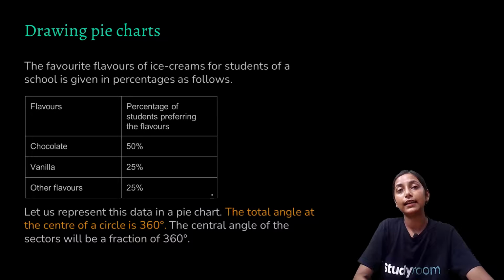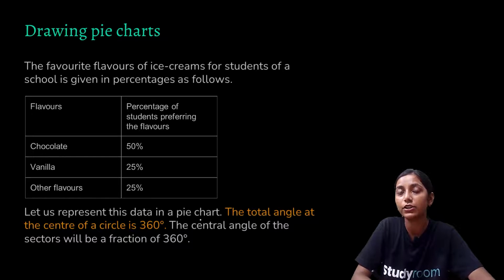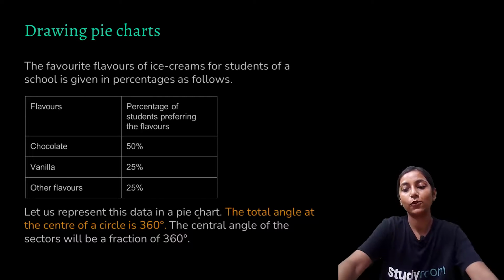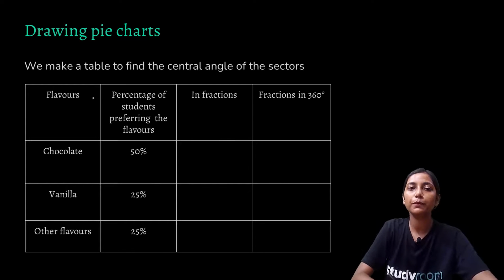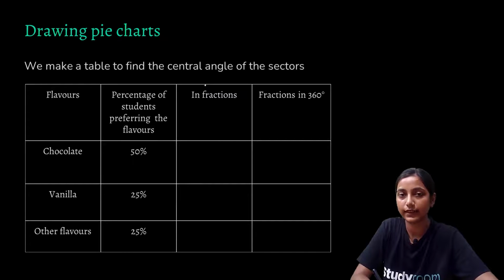We know that the total angle at the center of the circle is how much? It is 360. The central angle of the sector will be a fraction of 360 degrees. So, we will proceed. Now we are going to make a table to find the central angle of the sectors.